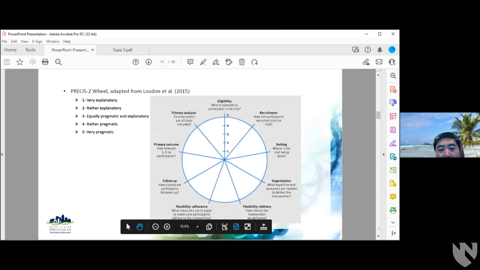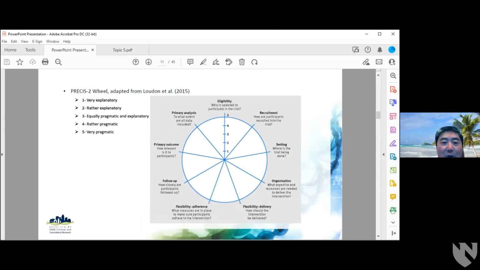In short, this is called the PRECIS-2 wheel. This wheel has 9 domains: eligibility, recruitment, setting, organization, and so on. So if you design a trial, you need to think about all these areas. You give a 5-point scale. 1 stands for very explanatory. 2 is rather explanatory. 3 is balanced between explanatory and pragmatic. And 5 is very pragmatic.